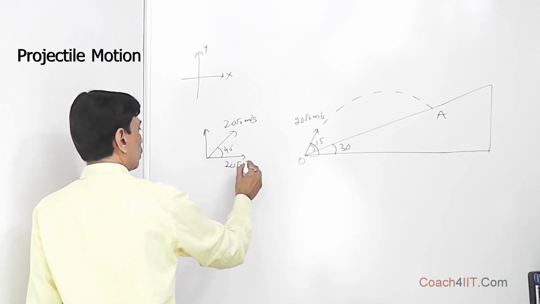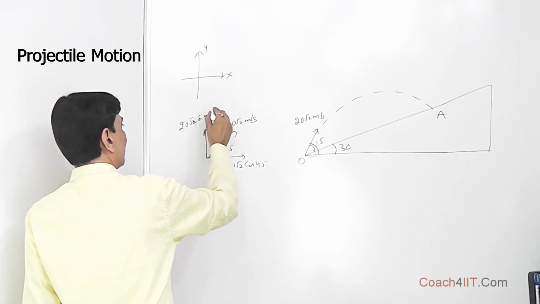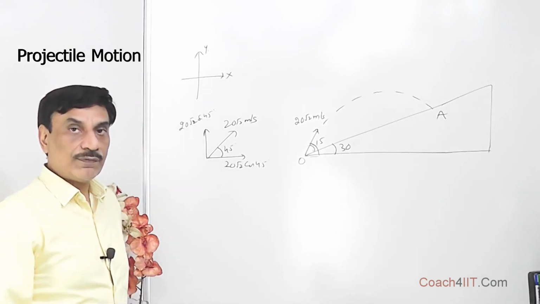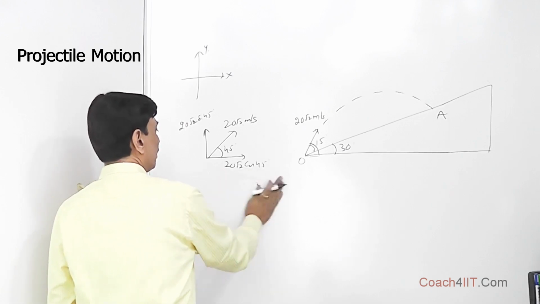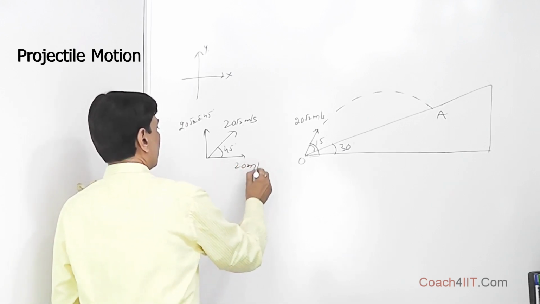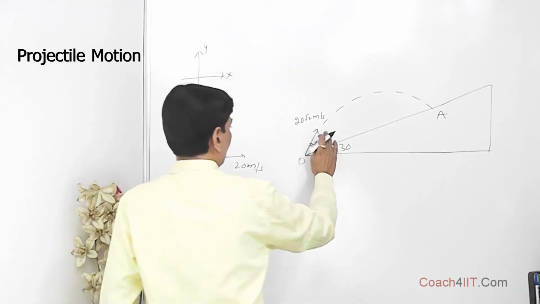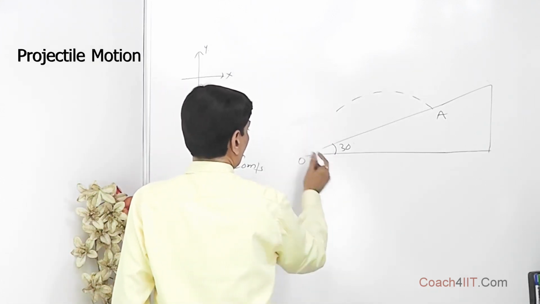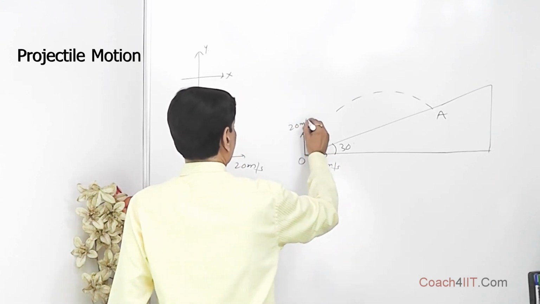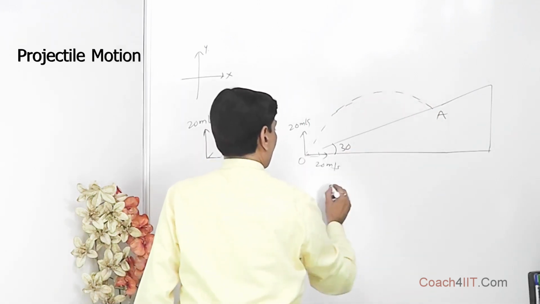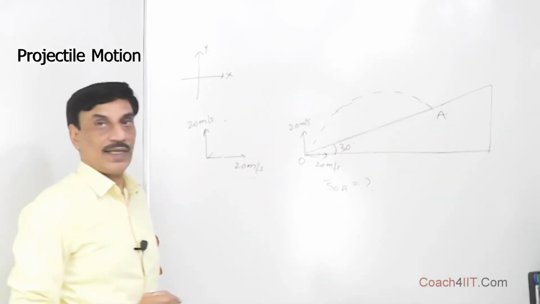One is 20√2 cos 45 degree, and this is 20√2 sin 45 degree. Cos 45 is 1 by √2, sin 45 is also 1 by √2. So 20√2 into 1 by √2 makes 20 meter per second. So this comes out to be 20 meter per second, and this also comes out to be 20 meter per second. We can break the velocity into two components, one is the velocity this way, 20 meter per second, and this velocity is also 20 meter per second. And this is going to strike over here. We have to find what is the value of this distance up the inclined plane, that is OA.